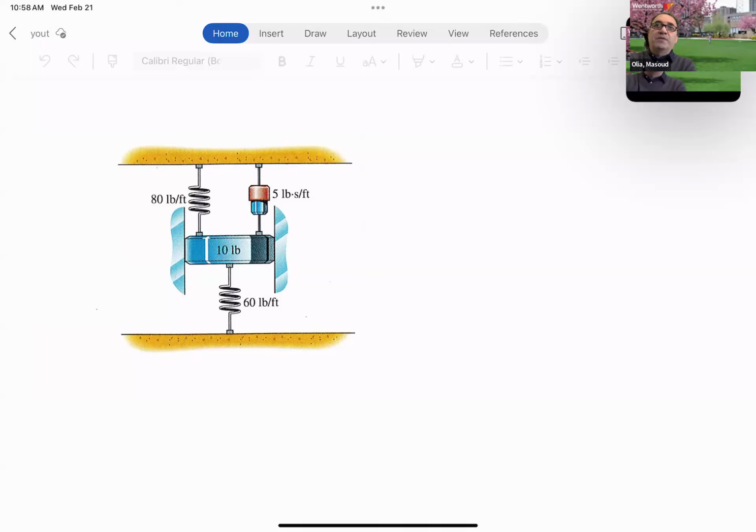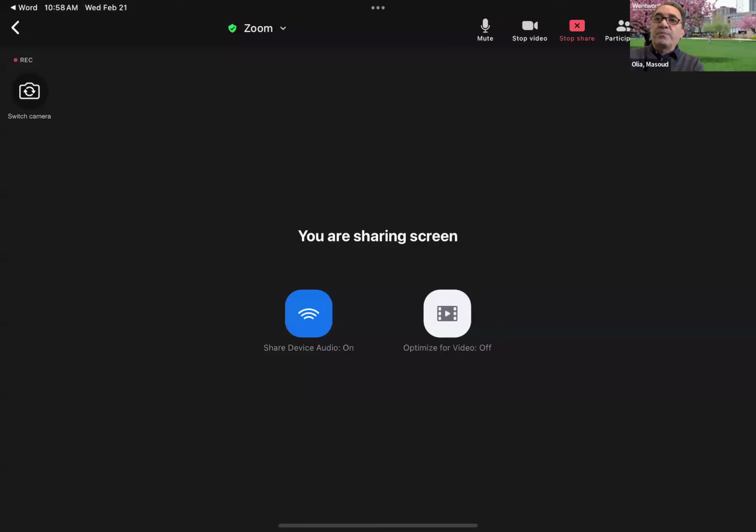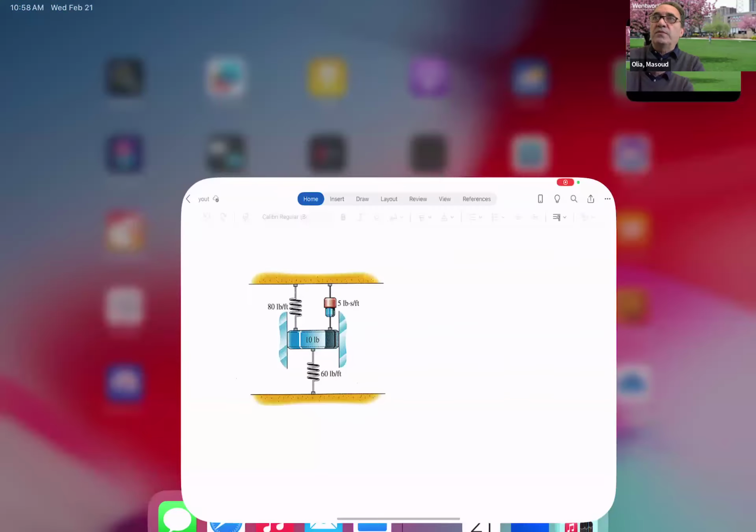And I'm here with a problem related to the subject of vibrations and to the topic of an underdamped system. So I want to give you some background and tell you how you can get the differential equation of the system, and then I'm going to give you some initial conditions to figure out the solutions to this differential equation.